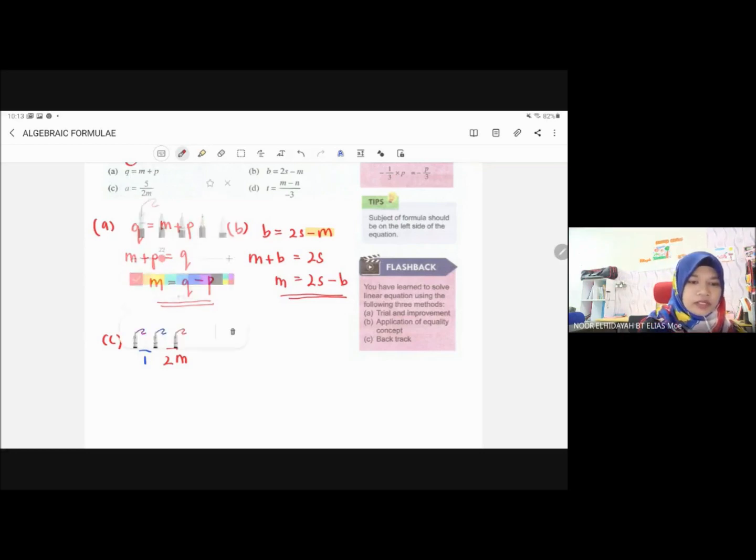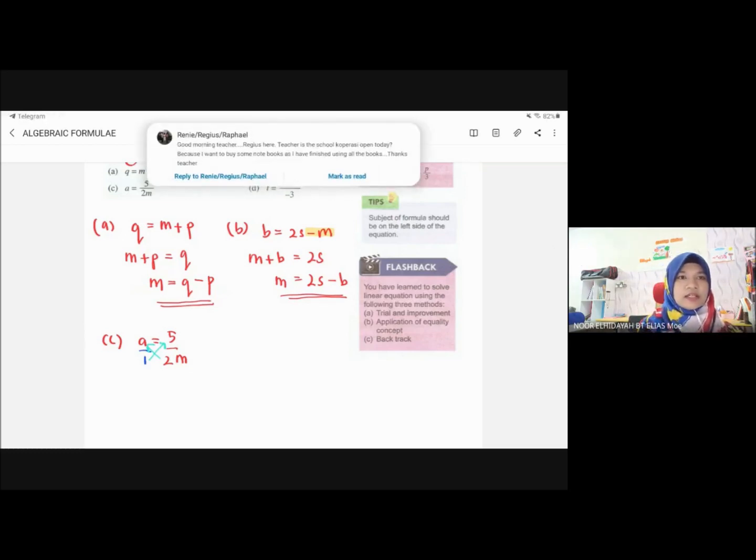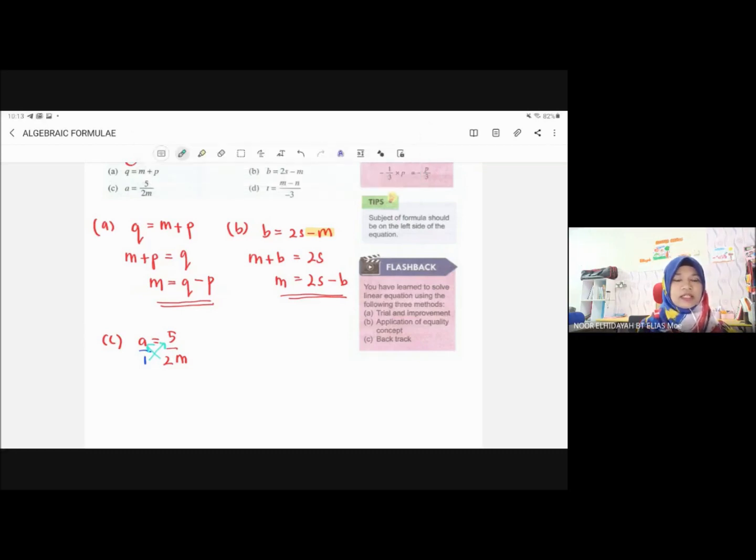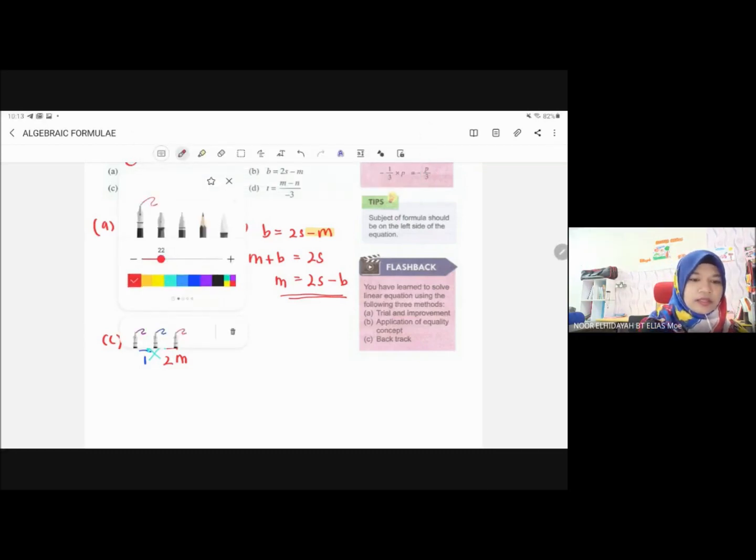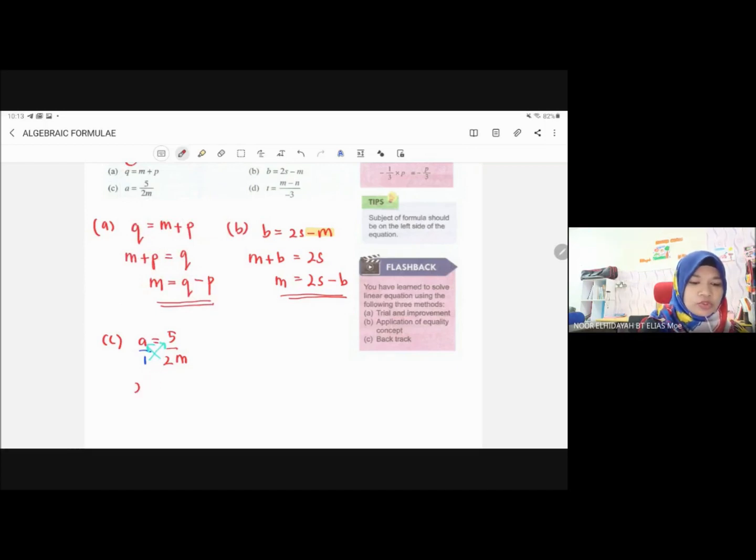Alright, now kita cross multiply. Cross multiply maksudnya yang denominator yang sebelah kiri ni akan darab dengan numerator sebelah kanan. Okay, dan denominator yang sebelah kanan akan darab dengan numerator sebelah kiri. Alright. So, here it will be 2M times A. Ataupun kita boleh terus tulis sebagai, okay, bila darab 2M times A, awak dah belajar dalam expansion. Okay, 2AM equals to 5 times 1 is 5.